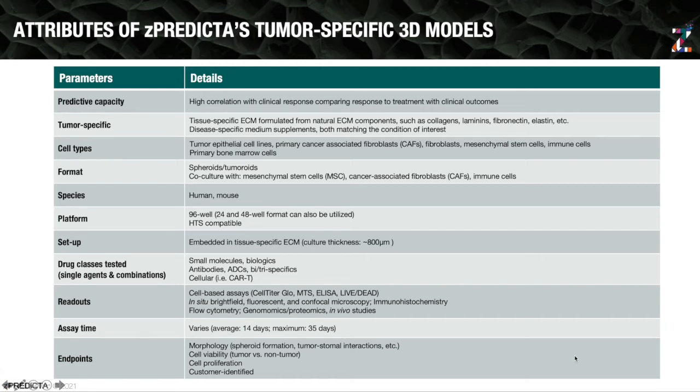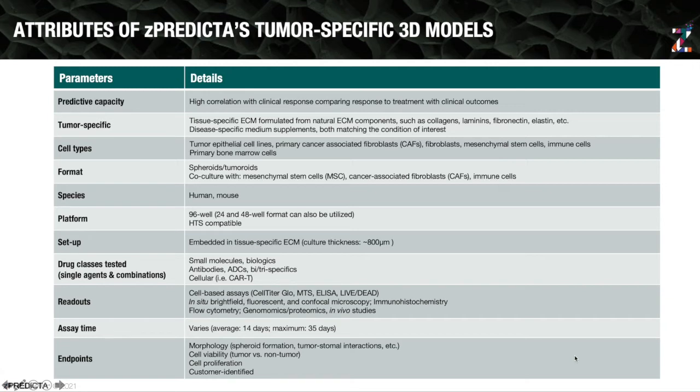The platform right now, the most used is in a 96-well format, although 24 and 48 can also be utilized, as well as 12-well if needed. And we've done some feasibility work to show that it is HTS compatible as well. The setup for most of our models is cells are embedded in the tissue-specific ECM, and it ends up the whole culture about 800 micron thick, but that can be varied depending on the readout at the end. We've tested multiple different drug classes, from small molecules to CAR-Ts and antibodies, ADCs, giant bispecifics. All of these various agents are active in our platform.